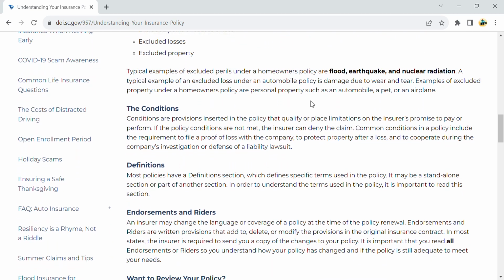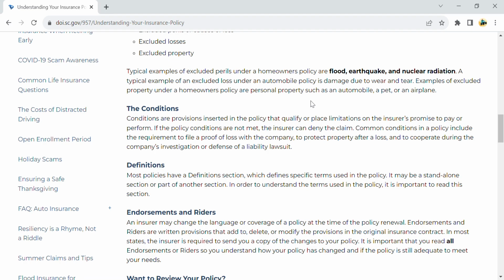The conditions. What are the conditions? Conditions are provisions inserted in the policy that place limitations on the insurer's promise to pay or perform. If the policy conditions are not met, the insurer can deny the claim. Common conditions in the policy include the requirement to file a proof of loss with the company, to protect property after a loss, or to cooperate during the company's investigation or defense of a liability suit. Definitions.